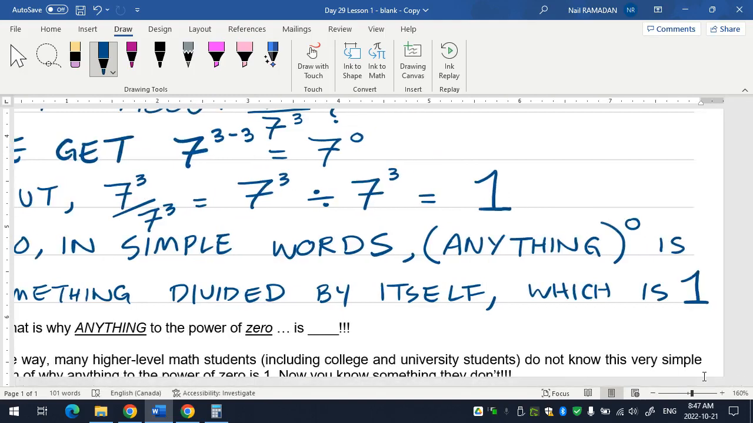You actually know something now that many grade 11 and grade 12s don't know. You ask them, why is anything to 0 equal to 1? They will tell you, well, plug it in and see, it's always going to give you 1. You're telling them, yeah, I know that happens, but why? They will be like, I have no idea. Which means, sadly, they still don't understand this rule as much as you do.